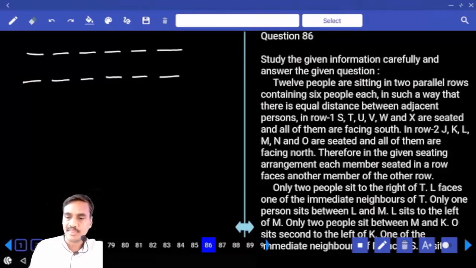Now 12 people, and in row 1, they are facing towards south. Who are the people in row 1? S, T, U, V, W, X. And in row 2, J, K, L, M, N, O are the persons in row 2.